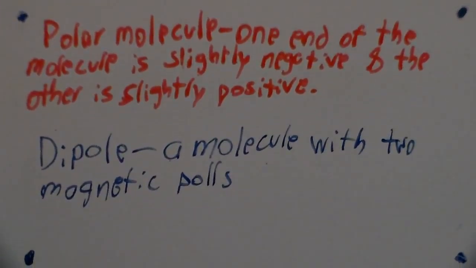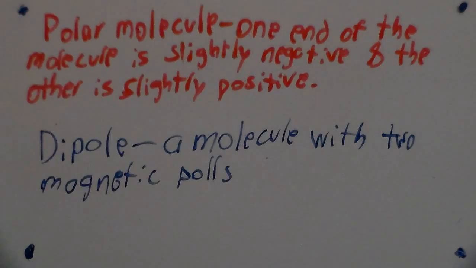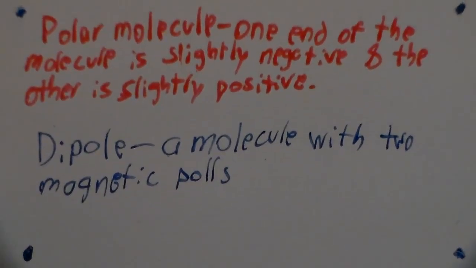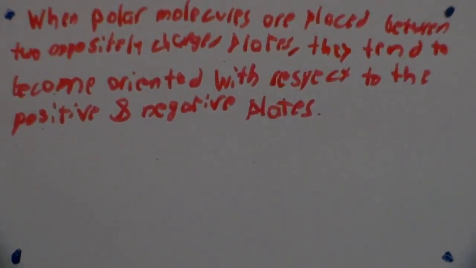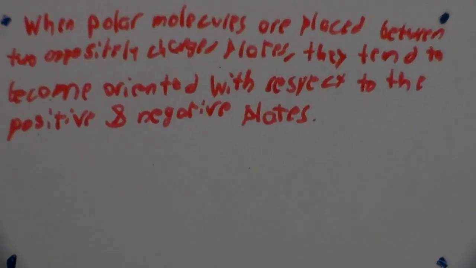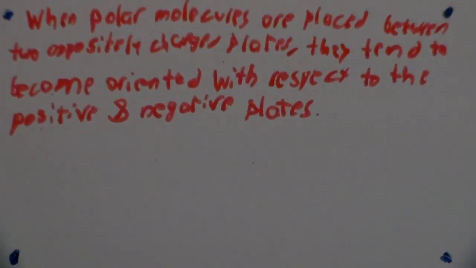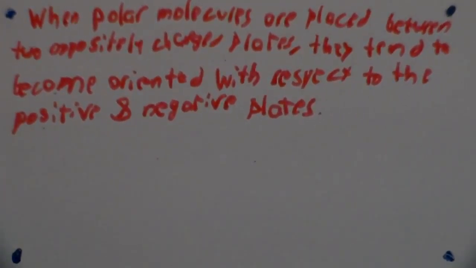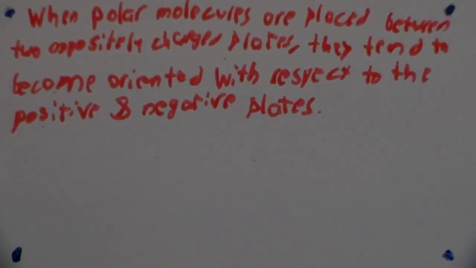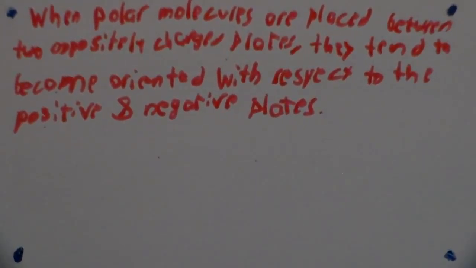In a polar molecule, one end of the molecule is slightly negative and the other end is slightly positive. That is different from a dipole, which is a molecule that has two magnetic poles. When polar molecules are placed between two oppositely charged plates, they tend to become oriented with respect to the positive and negative plates.